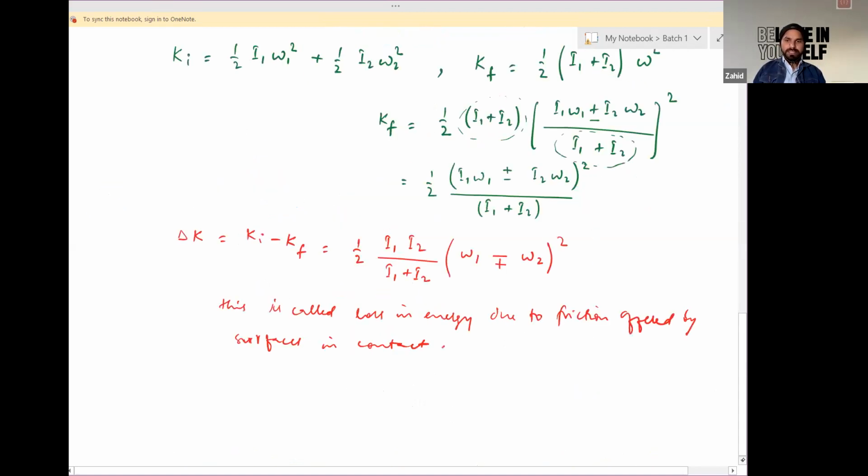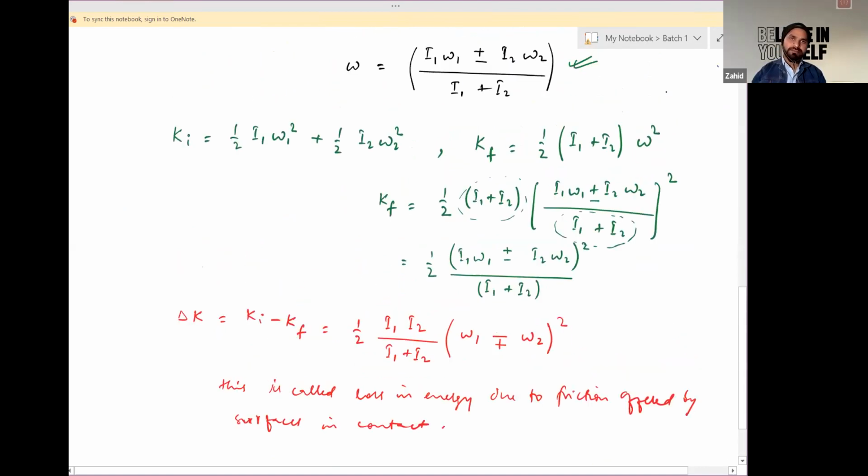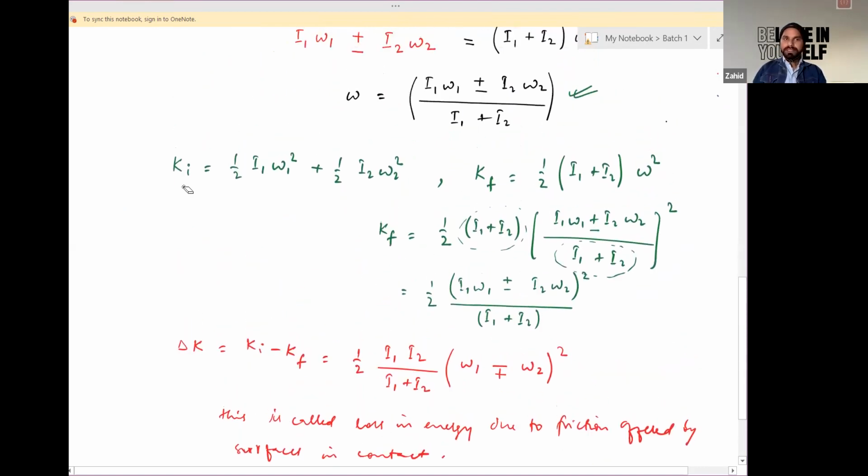Now, on the basis of this term, I define kinetic energy. Kinetic energy initially of both is half I1 omega 1 square and half I2 omega 2 square.